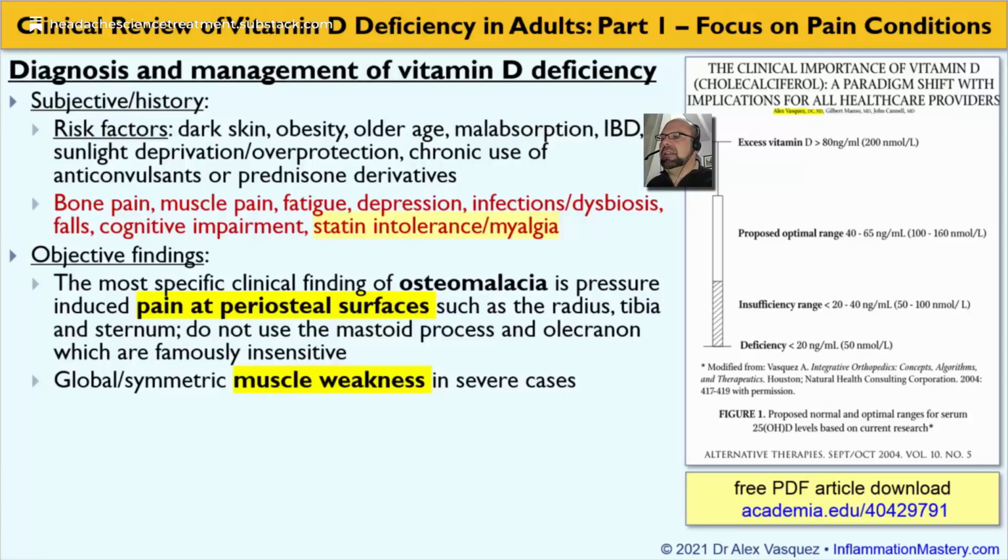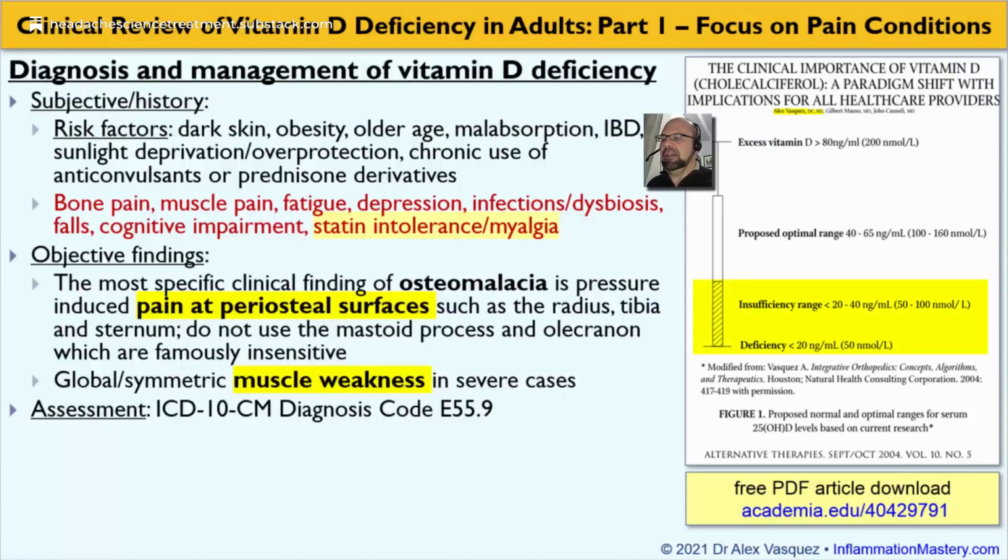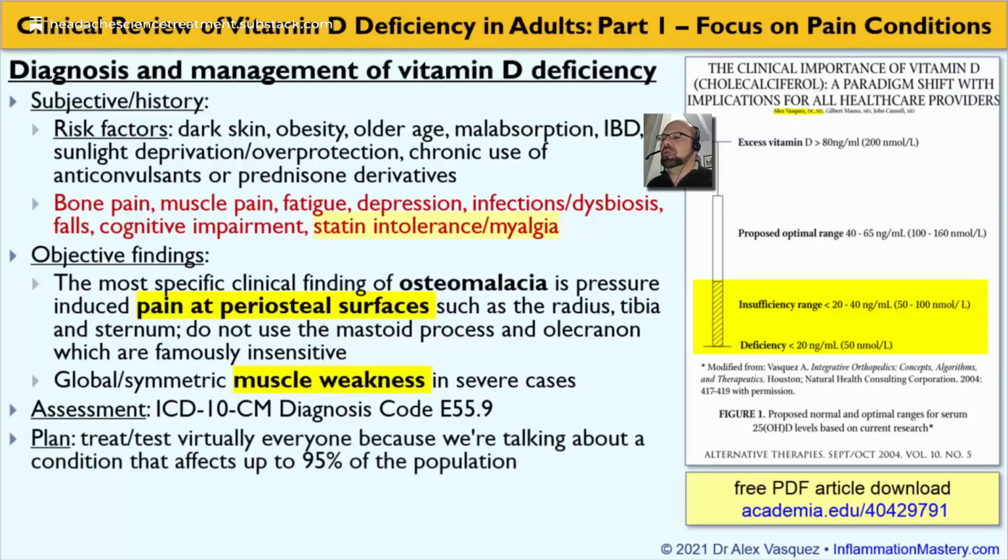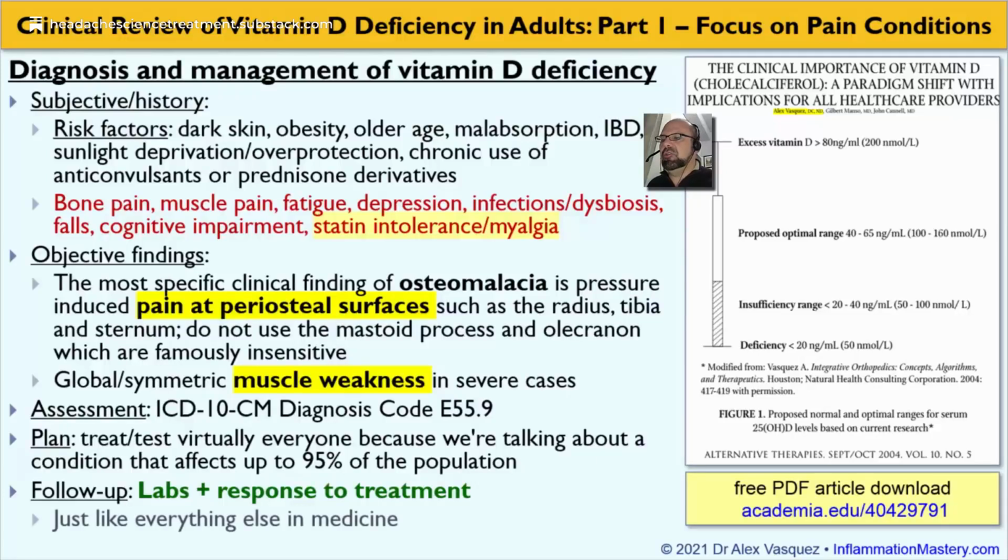So once you make the assessment, you can use a diagnosis code as I've listed here. You would really confirm the diagnosis based on laboratory testing, as you can see in the image here, and as I'll show you several times throughout today's presentation. And your clinical plan should be to treat and test virtually everyone, because we're talking about a condition that affects up to 95% of the global population, and I'll show you the statistics on that in just a moment. Follow-up includes monitoring labs and response to treatment, just like you do with everything else in clinical medicine.